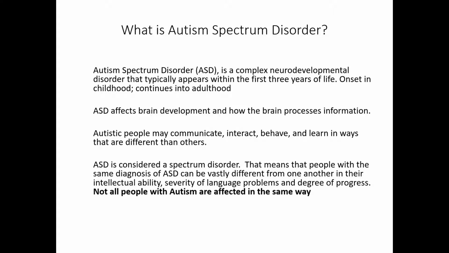And ASD is considered a spectrum disorder. So that means that people with the same diagnosis of ASD can be vastly different from one another in their intellectual ability, their severity of language problems, and the degree of progress that they make. So not all people with autism are affected in the same way. That's a really important thing to know about autism, that two people with autism may present and be affected by that diagnosis very differently. Some people may need a lot of support, whereas others may not need a whole lot of support and may have kind of less severe characteristics or symptoms of autism.